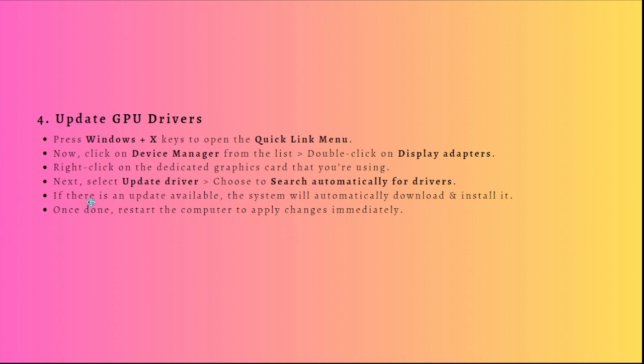So what you can do is to press Windows plus X keys to open the quick link menu, and then now click on Device Manager from the list and then double click on Display Adapters. Just right click on the dedicated graphics card that you are using. Next is to select Update Driver, then choose to search automatically for drivers, and if there is an update available, the system will automatically download and install it. And once you're done, restart the computer to apply changes immediately. As always, you can pause this video and follow the processes at your own time.